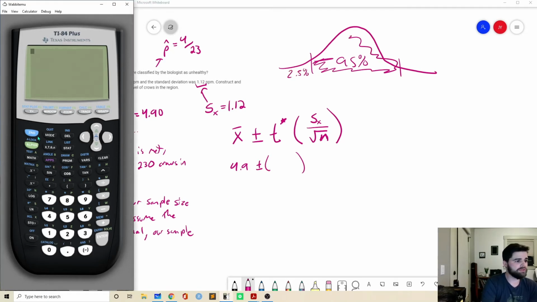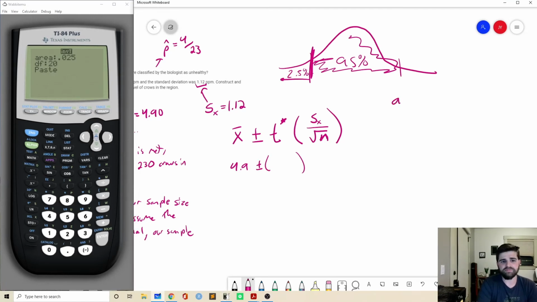So what I'm going to do is go to my calculator, and you could also use the table. Make sure you're using the t table, not the normal table. I'm going to use inverse t. My area is 0.025, right? Because I'm looking for this value that cuts off 2.5% of the data. And I also have to put in my degrees of freedom.